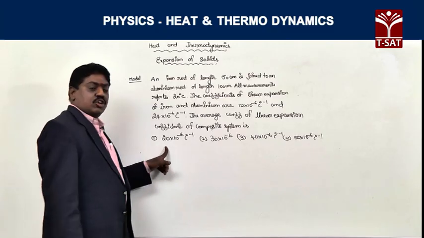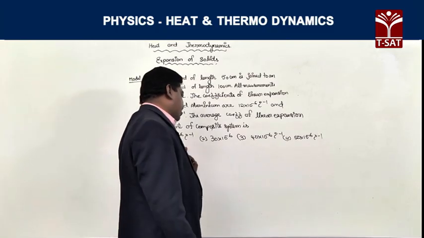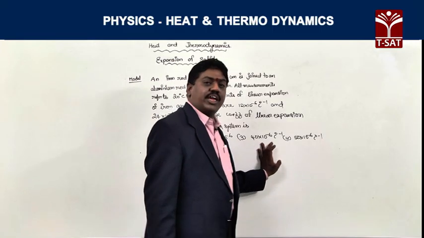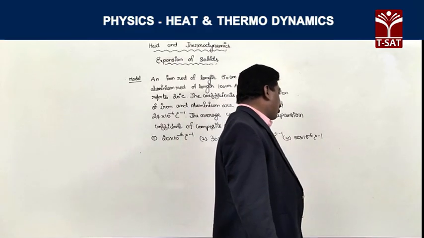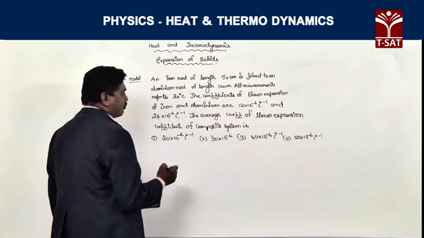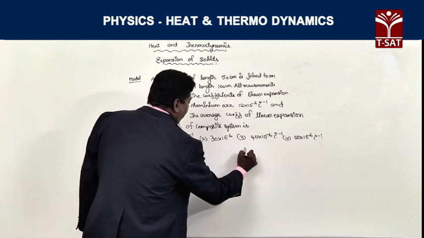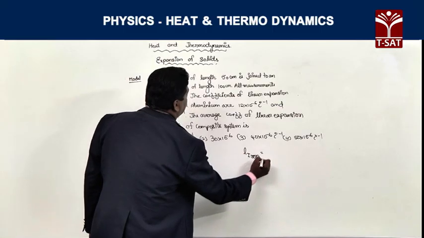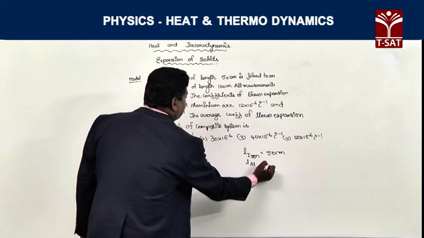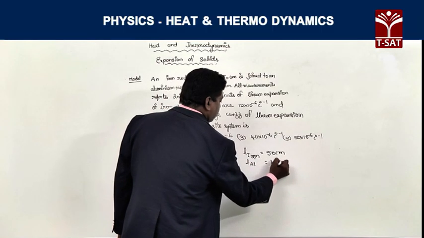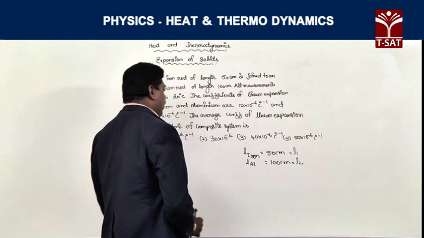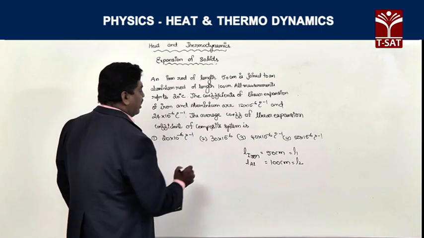the options given are: first, 20 into 10 to the power of minus 6 per degree Celsius; second, 30 into 10 to the power of minus 6 per degree Celsius; third, 40 into 10 to the power of minus 6 per degree Celsius; and the fourth is 50 into 10 to the power of minus 6 per degree Celsius. Here we are given the length of the iron rod as 50 centimeters and the length of the aluminium rod as 100 centimeters. Let us say this is L1, this is L2.